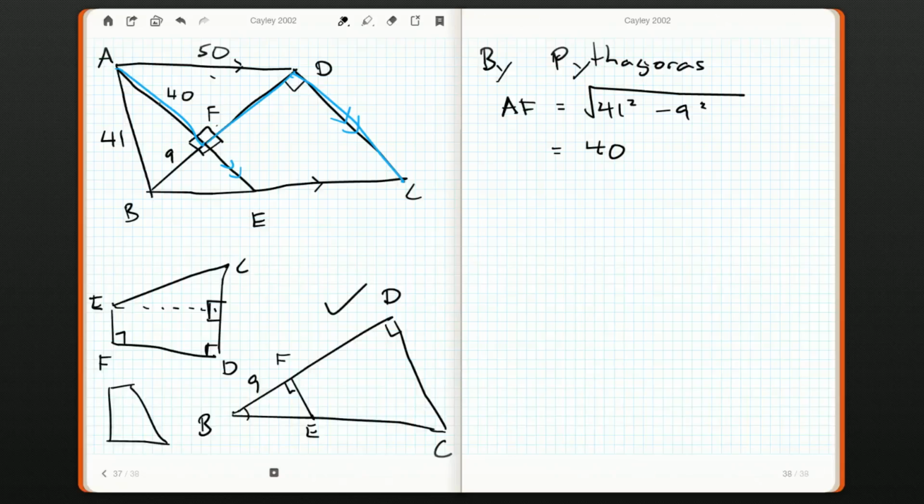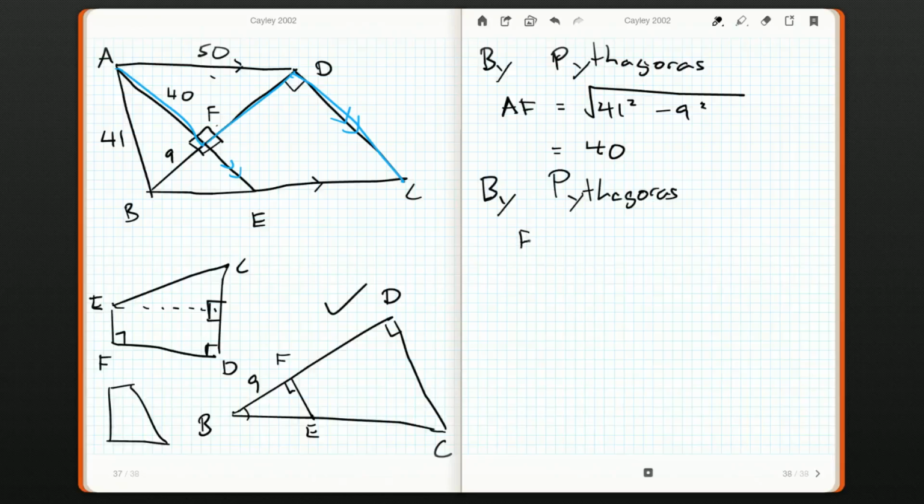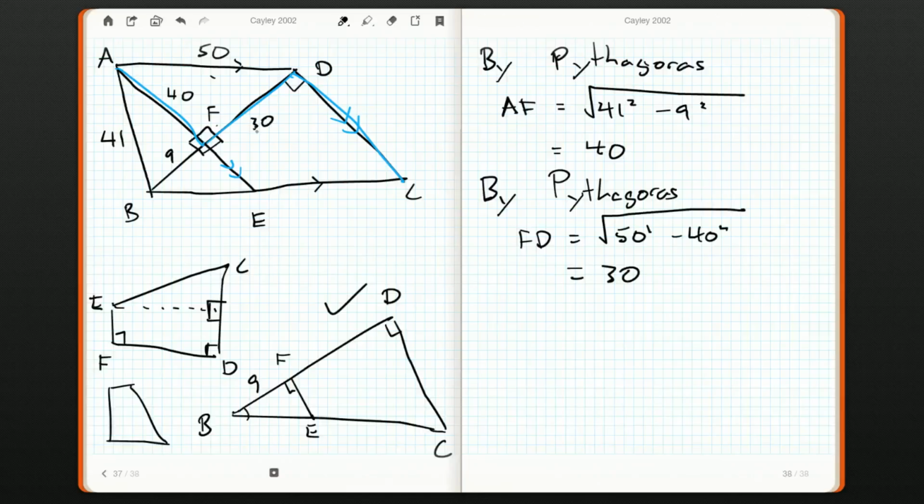And now, well, we got another right angle triangle, AFD, hypotenuse 50, this length 40. We're going to have a 3, 4, 5 triangle, which is one of the more common Pythagorean triangles here. So once again by Pythagoras, we're going to have FD, the square root of 50 squared minus 40 squared, and if you get your calculator out, you can check that that's 30.